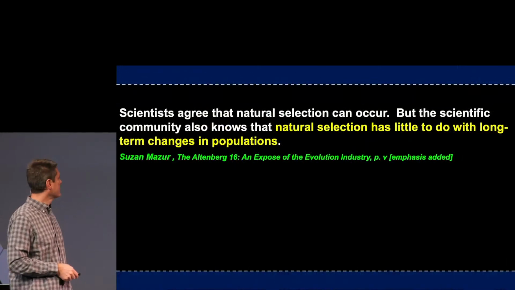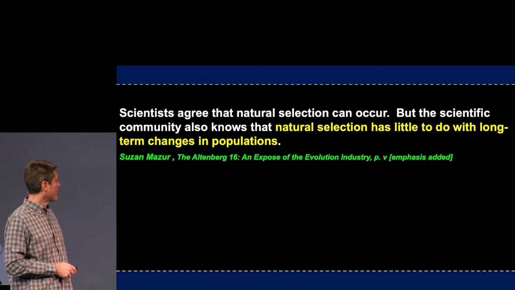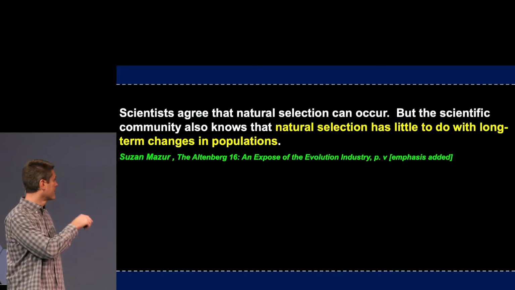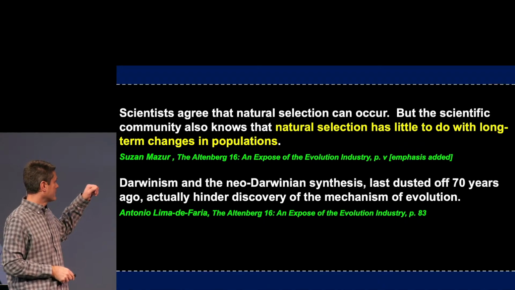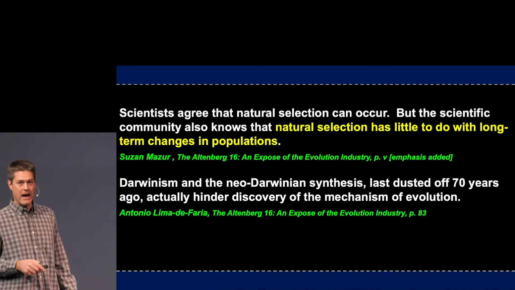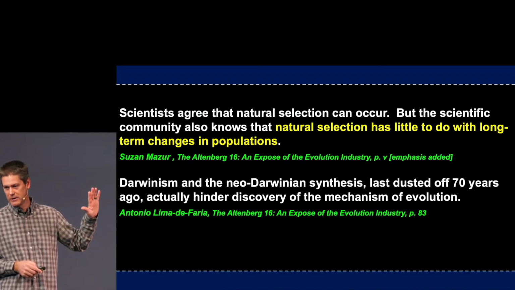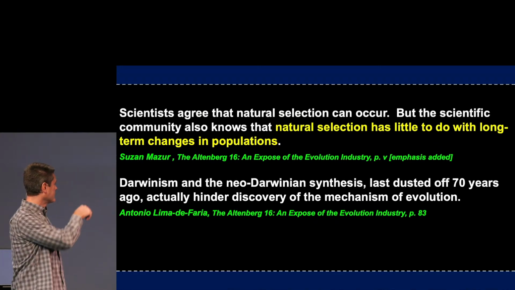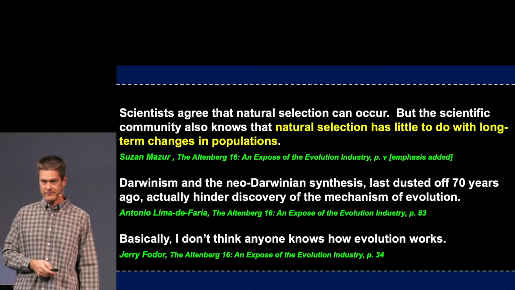Susan Mazur says, "Scientists agree that natural selection can occur, but the scientific community also knows that natural selection has little to do with long-term changes in populations." Antonio Lima-de-Faria says, "Darwinism and the neo-Darwinian synthesis, last dusted off 70 years ago, actually hinder discovery of the mechanism of evolution." Now, they haven't gotten rid of evolution, they just recognize it has no mechanism. And Jerry Fodor is even more blunt. He says, basically, I don't think anyone knows how evolution works.